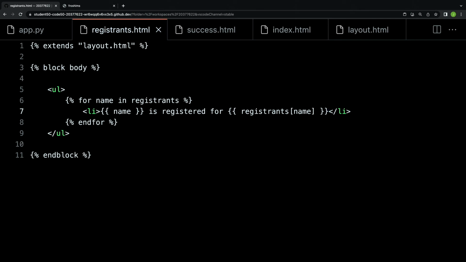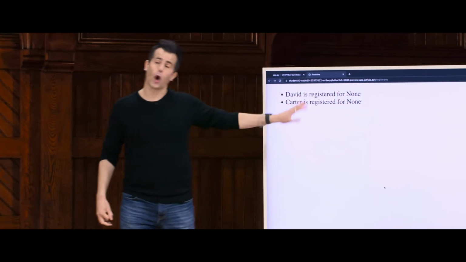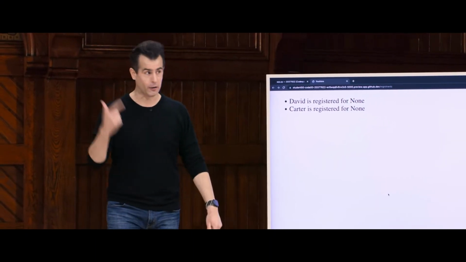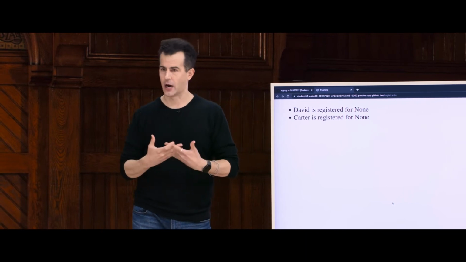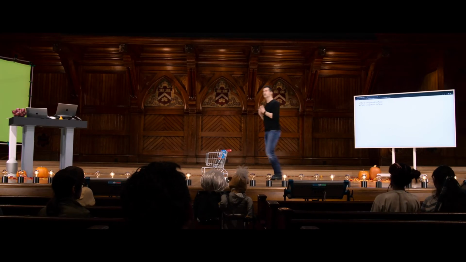So now let me go back to /registrants. Let me click reload again. So why isn't it working, everyone? What's the bug that I introduced earlier? David is registered for none and Carter is registered for none, but David and Carter are in the dictionary, like that's a good thing. So some of the data is in there. So why are there no sports associated?